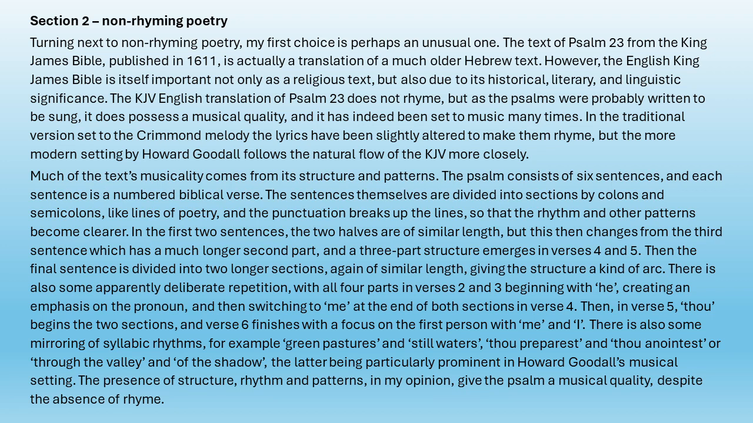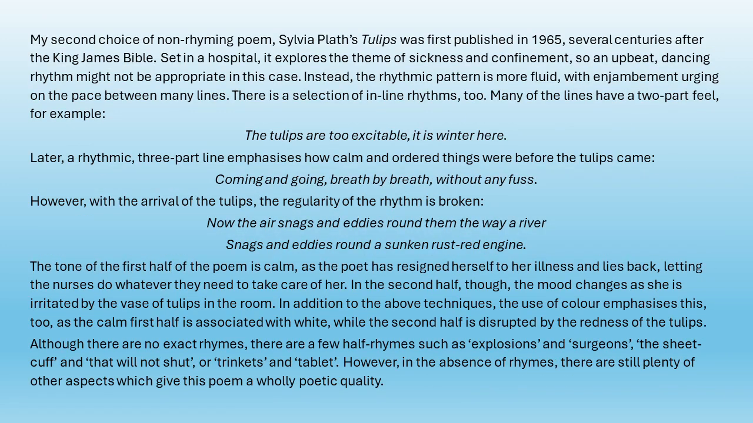The presence of structure, rhythm and patterns, in my opinion, give the psalm a musical quality despite the absence of rhyme. My second choice of non-rhyming poem, Sylvia Plath's Tulips, was first published in 1965, several centuries after the King James Bible. Set in a hospital, it explores the theme of sickness and confinement, so an upbeat dancing rhythm might not be appropriate in this case. Instead, the rhythmic pattern is more fluid, with enjambment urging on the pace between many lines.